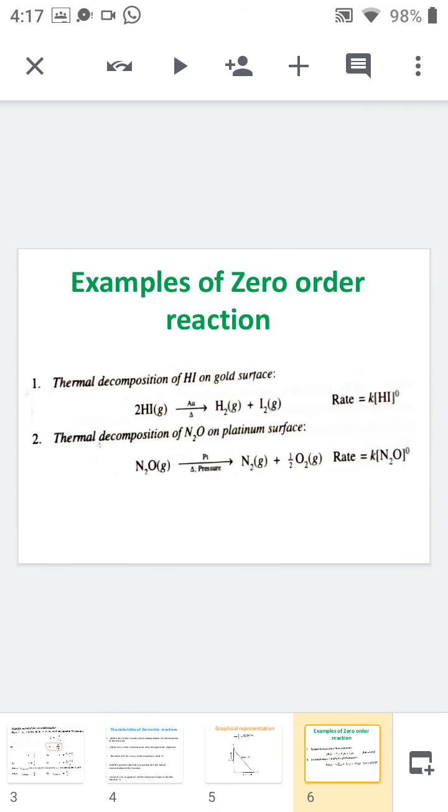Now there are some examples for the zero order reaction. The first one is the thermal decomposition of HI on a gold surface. 2 moles of hydrogen iodide in the presence of gold and heat decompose to form hydrogen and iodine. The corresponding rate is equal to K into concentration of HI to the power 0. Similarly, the thermal decomposition of N2O on a platinum surface: N2O in the presence of platinum and heat decomposes to form nitrogen and oxygen. Here also the rate is equal to K into N2O to the power 0.